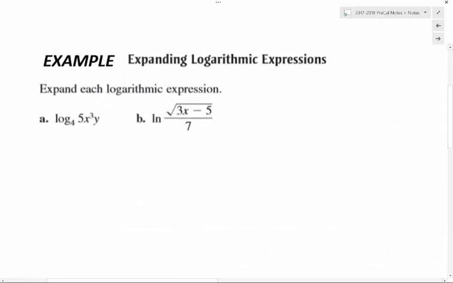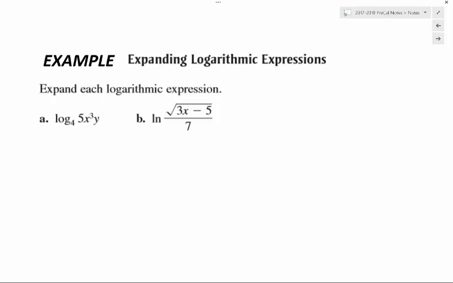So, expand the logarithmic expression. Instead of a condensed format, I'm going to expand it out. What I mean by expanded is I want to use the product, quotient, and power rules to make it as long as possible. And you will have assignment problems based on this.